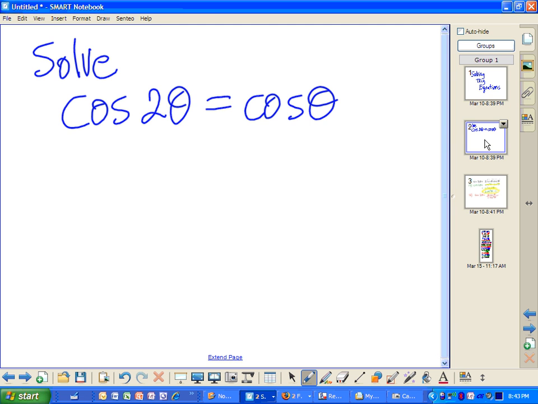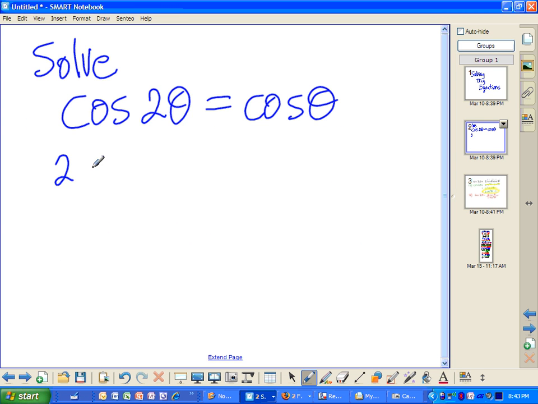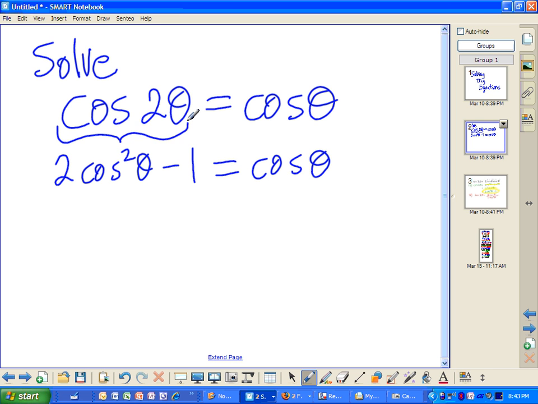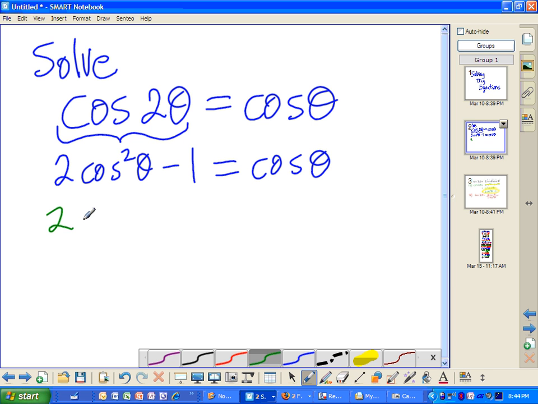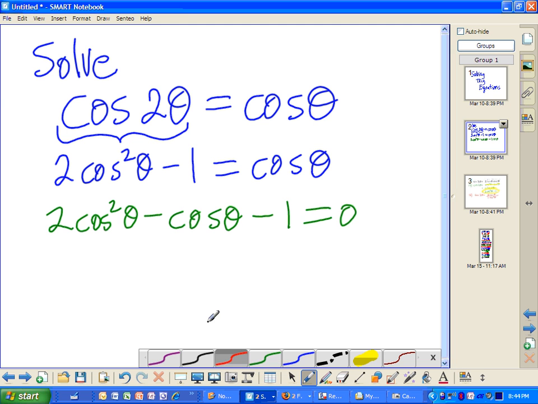All right, so I'm going to go back to this, and I need to remember that 2 cosine squared of theta minus 1 is the same thing as cosine of 2 theta. All right, so now I'm going to get everything to one side. Okay, so to do that, I have 2 cosine squared of theta. I'm going to bring this over, subtract cosine of theta, and I have minus 1 equals 0. We like to get everything equal to 0 because then we can try to factor.